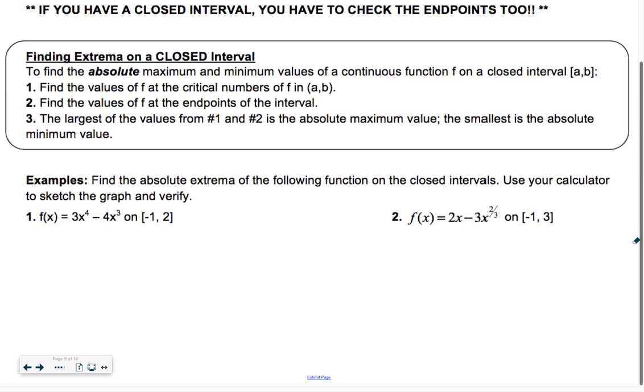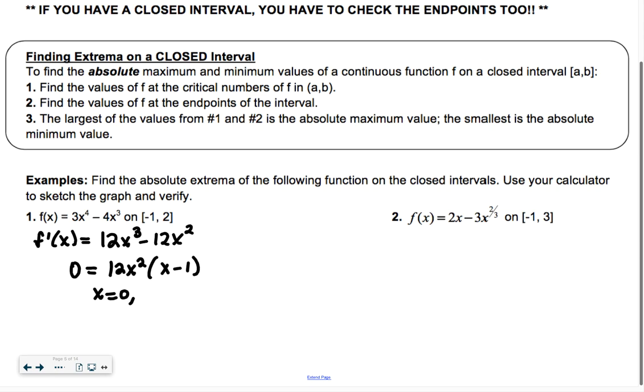Okay, so it says find the absolute extrema of the following function. Use your calculator to sketch and verify. So I'm going to first find f prime of x. I get 12x cubed minus 12x squared. And I find when it's equal to 0 and when it's undefined. It's never undefined because I don't have a denominator. But it equals 0 at 0 and 1. So those are critical values.